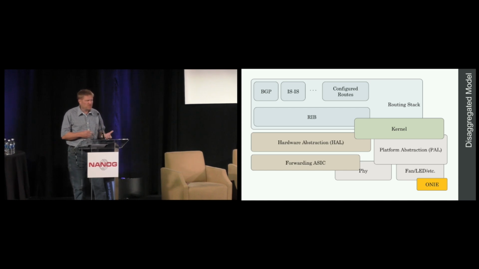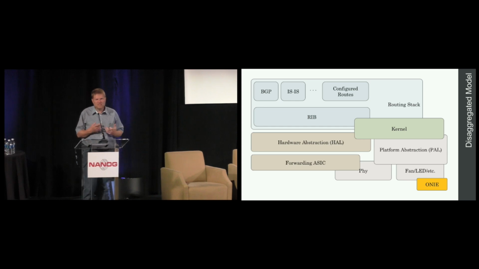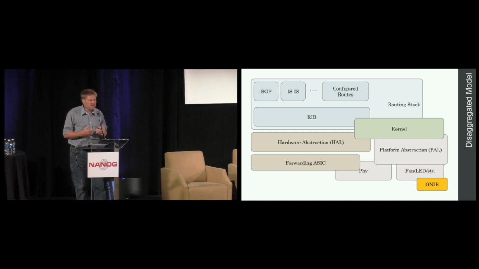So you start up here at the top, you have a routing stack. Of course, you need some sort of a control plane. That's going to contain BGP, ISIS. It's going to contain a RIB to manage the routes and to do arbitration between the various routing protocols. It's going to have to contain a hardware abstraction layer. This is actually going to connect the RIB to a forwarding ASIC.